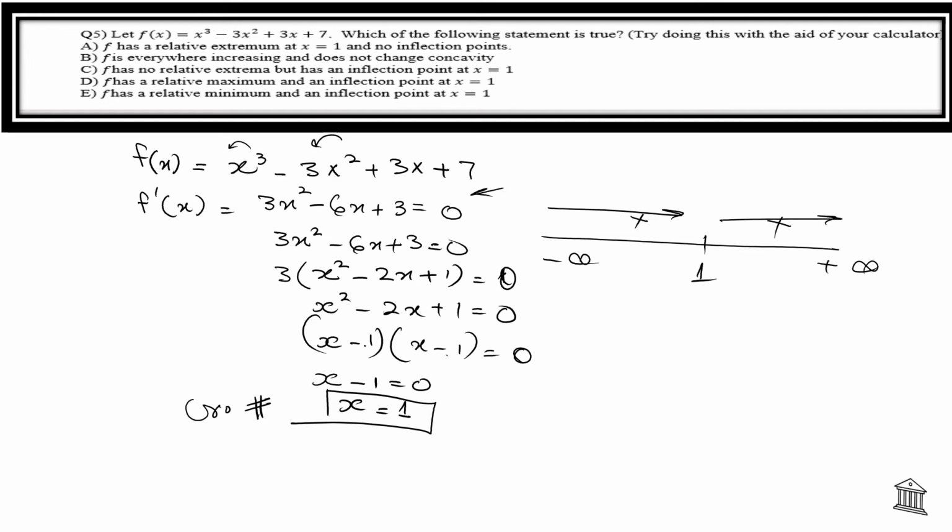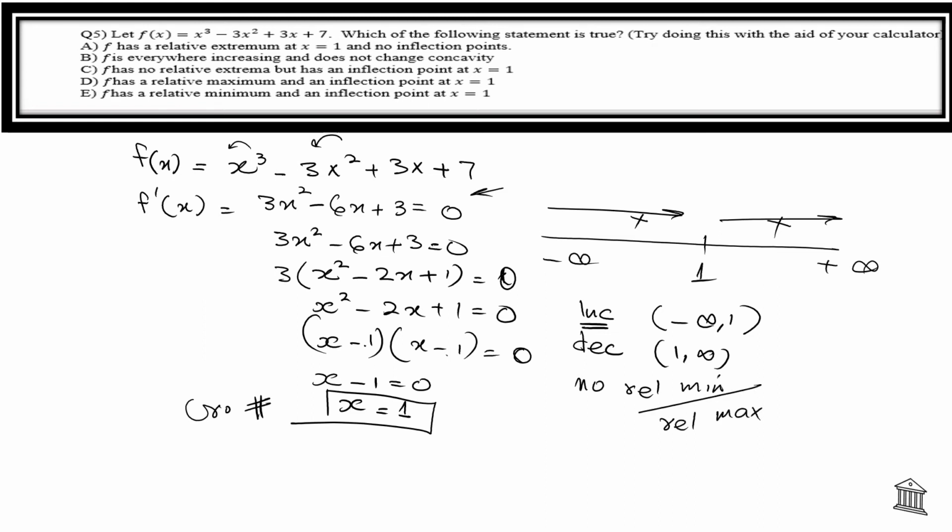Okay, but I have a decreasing and then an increasing point. After that, I write here my increasing points from negative infinity till 1 and my decreasing points from 1 till infinity. I have no relative minimum and maximum. I'm just writing this to make sure that we can sort out our data from there.